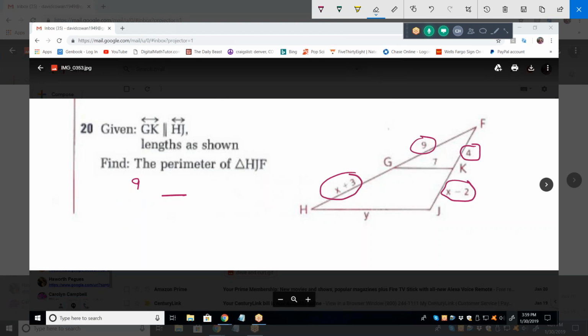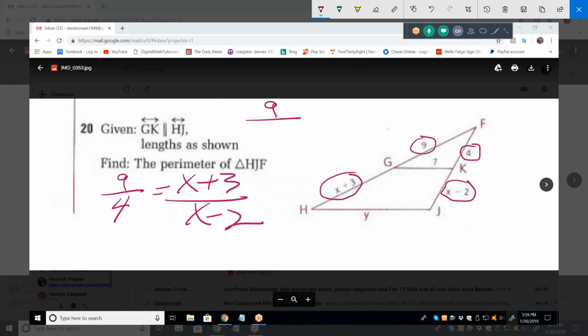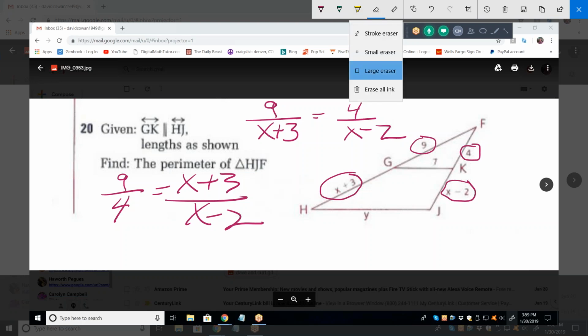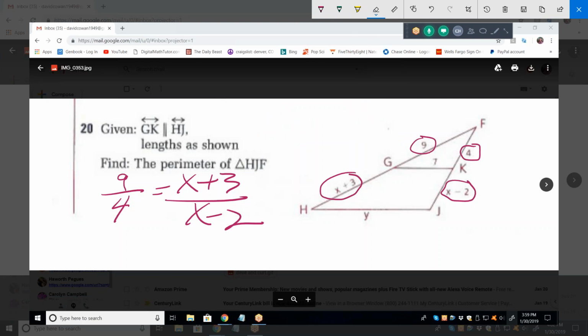You can actually do it many ways. You can do it that way. 9 over 4 has to equal x plus 3 over x minus 2. I can solve that for x. I can also say 9 over x plus 3 has to equal 4 over x minus 2. Notice you get the same thing when you cross multiply both of these. So it's okay. We don't need to know all the ways we can do it. So help me solve that.